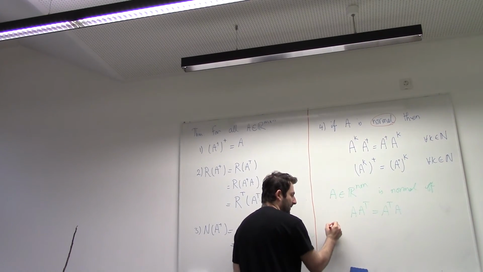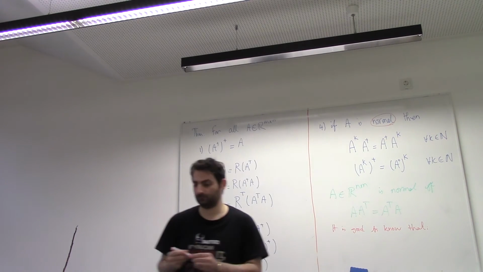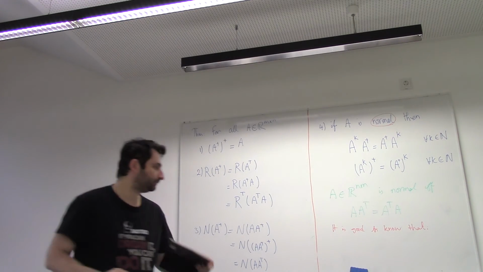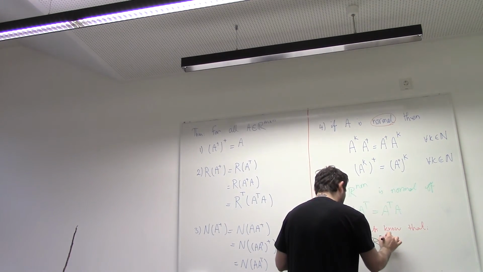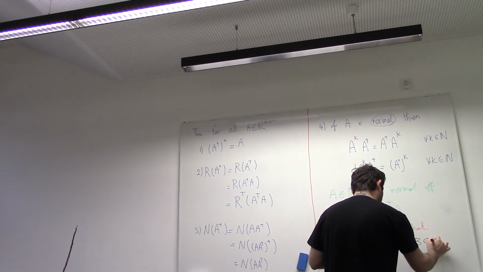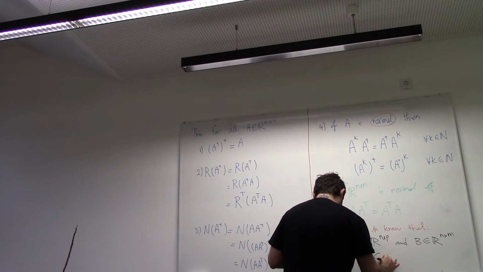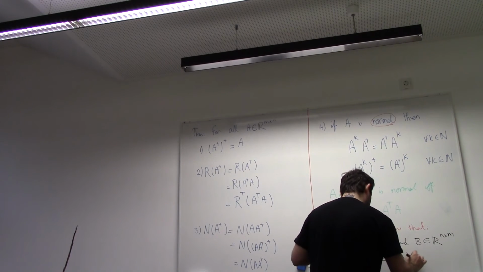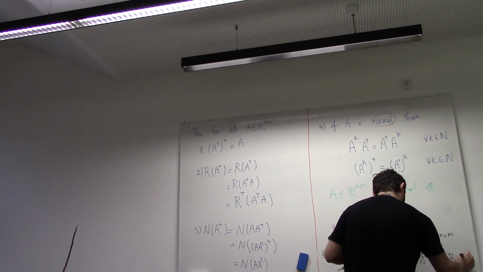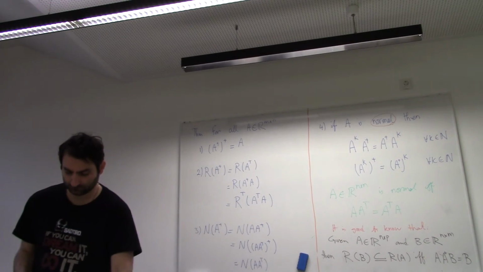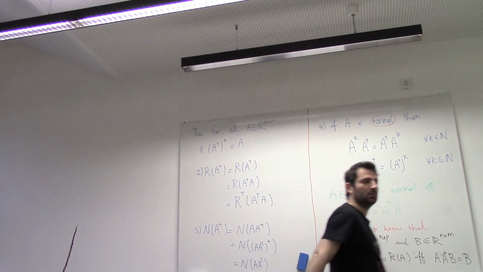And it is good to know that given A belonging to R n by p and B belonging to R n by m, then the range of B is a subset, or a subvector space, of the range of A if and only if A A plus B is equal to B. It's good to know, maybe one day you want it.